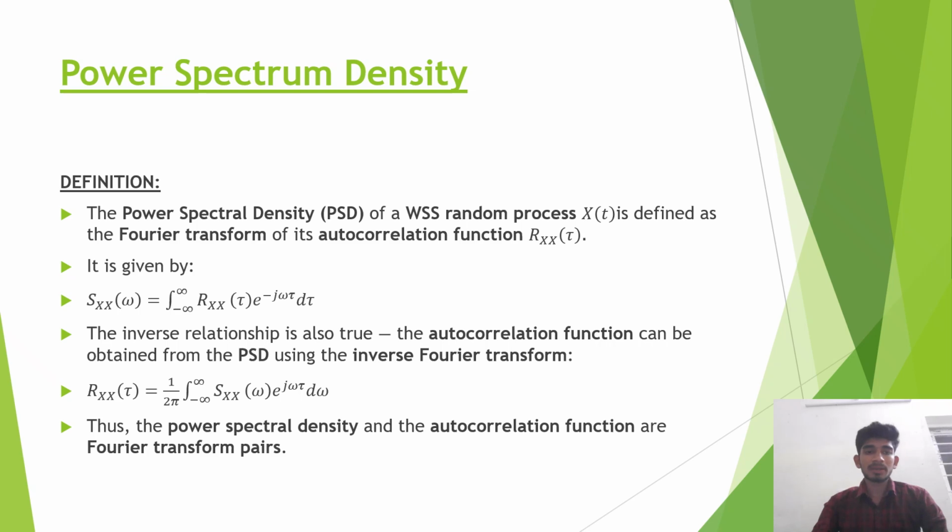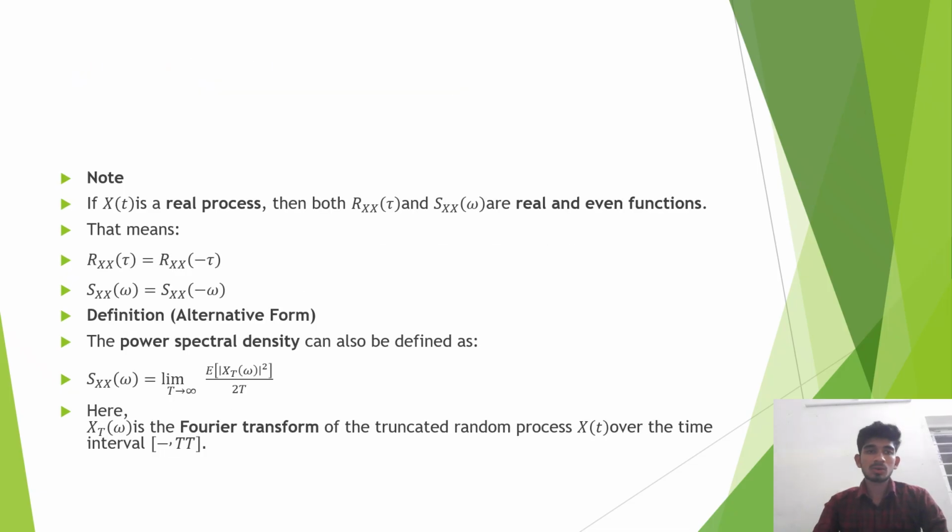Rxx(tau) is equal to 1 by 2 pi integral from minus infinity to infinity of Sxx(omega) e^(j omega tau) d omega. Thus the power spectral density and the autocorrelation function are Fourier transform pairs. Note, if X(t) is a real process, then both Rxx(tau) and Sxx(omega) are real and even functions. This means Rxx(tau) is equal to Rxx(minus tau), and Sxx(omega) is equal to Sxx(minus omega).